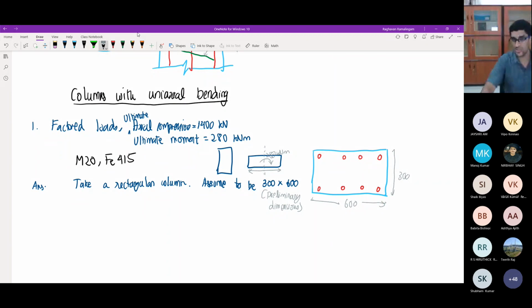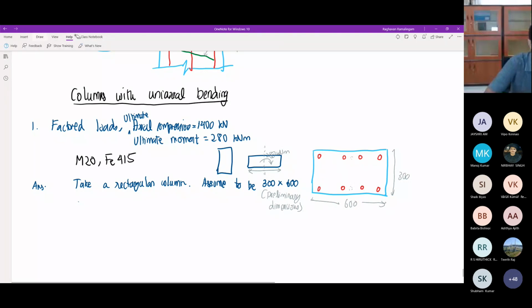That's it. But you're allowed to just keep 1 bar in the middle also. That is also allowed instead of keeping 2 and 2. Both are okay. Right. So for this, this is a case of uniaxial bending, axial compression and uniaxial bending. So therefore, you cannot use the normal code formula. Okay, using it will be difficult.